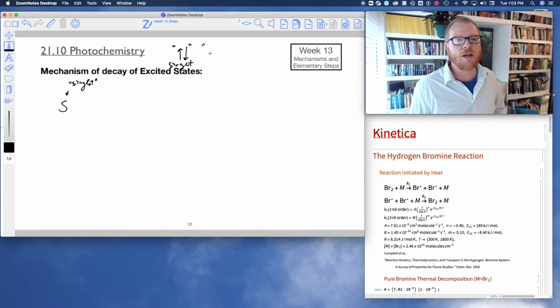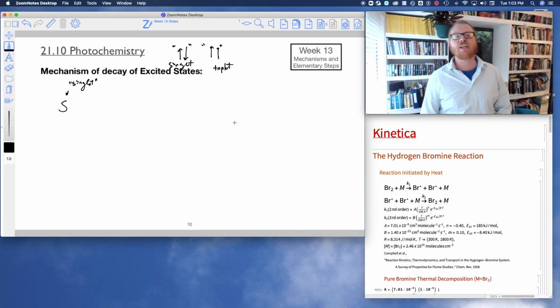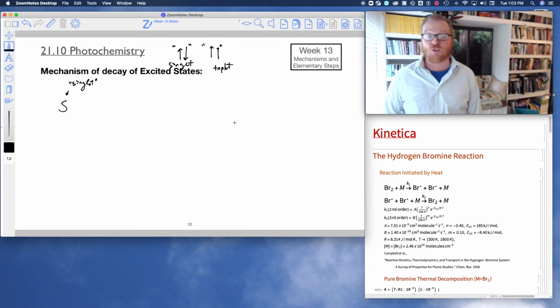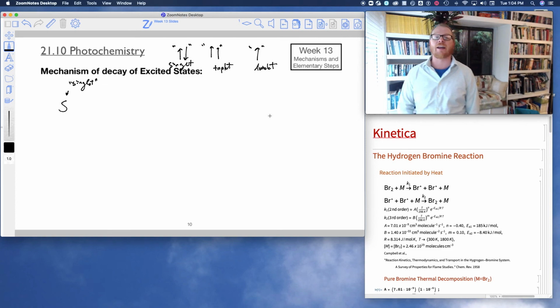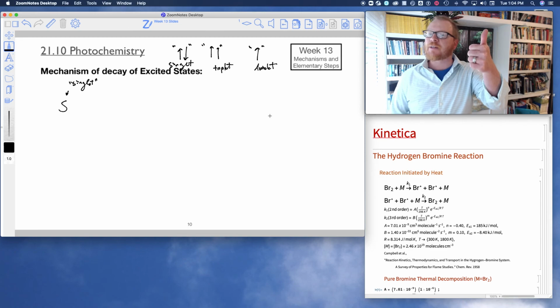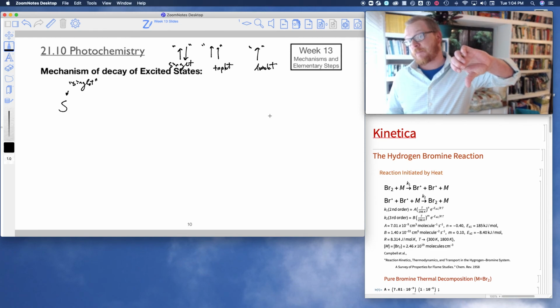Singlet. A triplet state is an unpaired set of electrons. And actually, I think in the last lecture, I forgot to describe the doublet state. The doublet state is just one single unpaired electron. It's called a doublet because it could be spin up or it could be spin down.